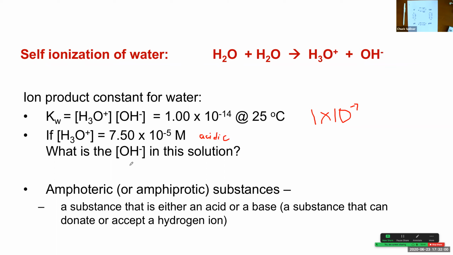So what's the hydroxide ion concentration? Well, we have an equation here, right? So if we plug 7.5 times 10 to the minus 5th here, we can solve for hydroxide. So hydroxide is going to be 1 times 10 to the minus 14, I'm going to do this in my calculator, 1e to the minus 14th divided by 7.5e to the negative 5. When we do that, we get 1.33 times 10 to the negative 10.